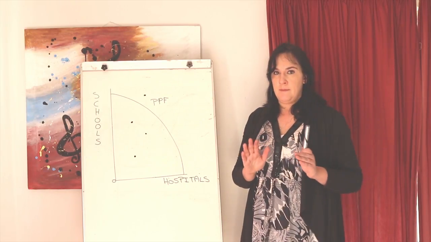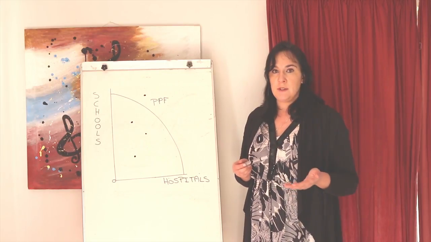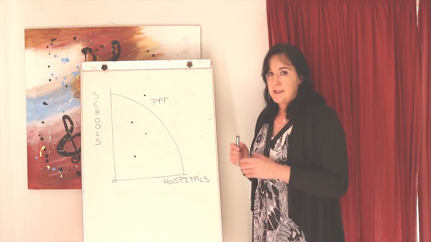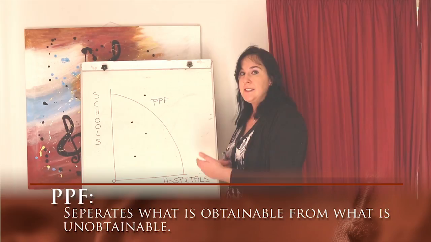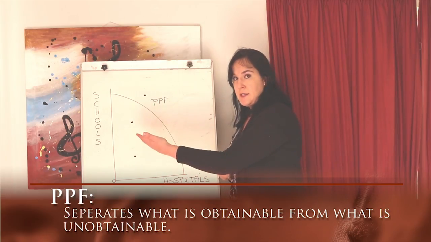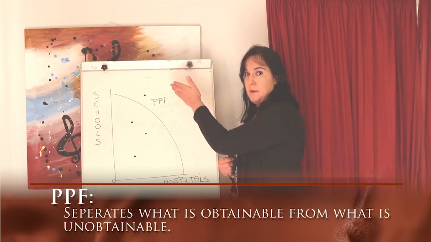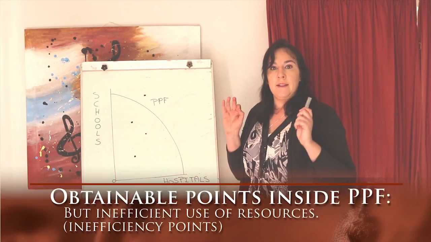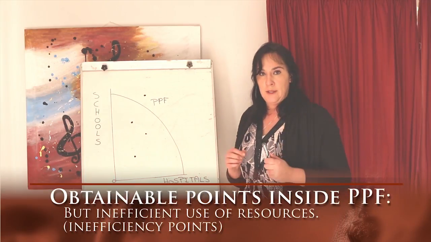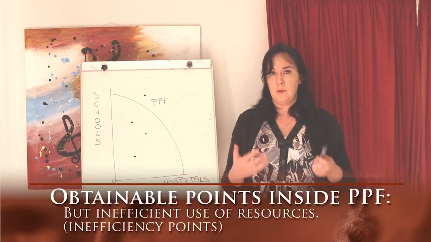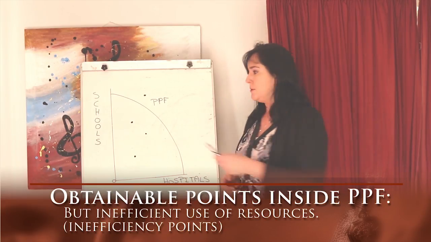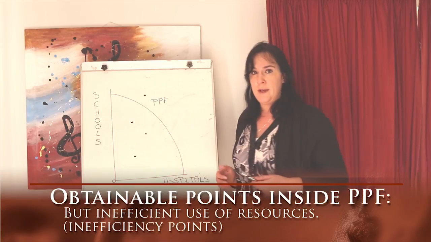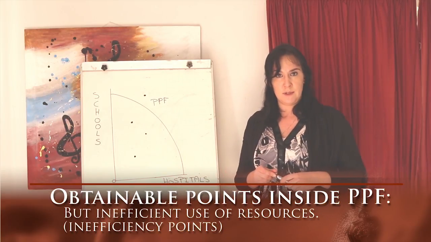Okay, let's go back to the name. PPC, production possibility curve, PPF, production possibility frontier. It lies in the name. This frontier basically separates what is attainable from what is unobtainable. So any point, let's make that A, B or C, whatever, they are obtainable points. That means I have resources available to produce at any of those points, to have those possible combinations of schools and hospitals.